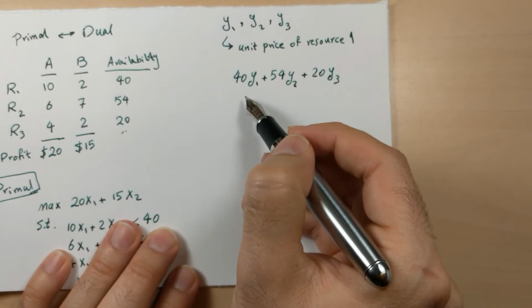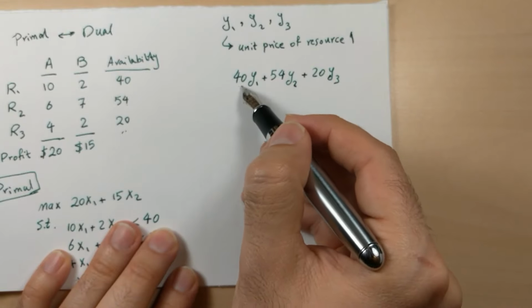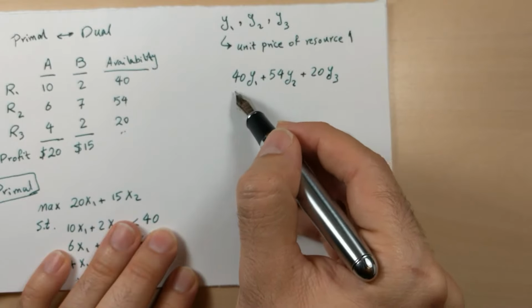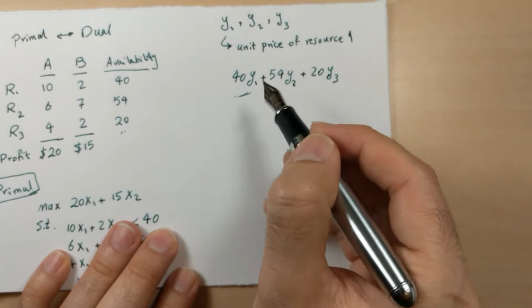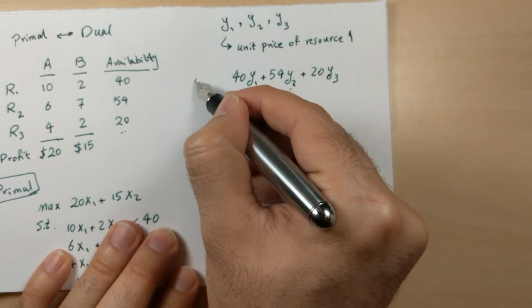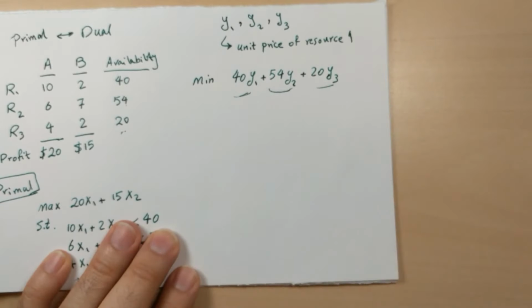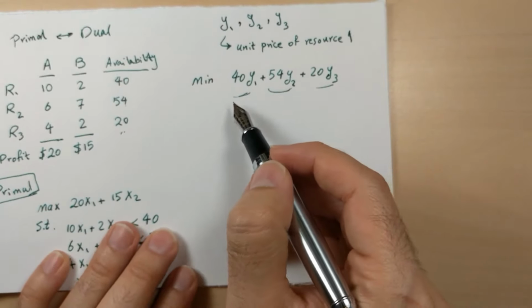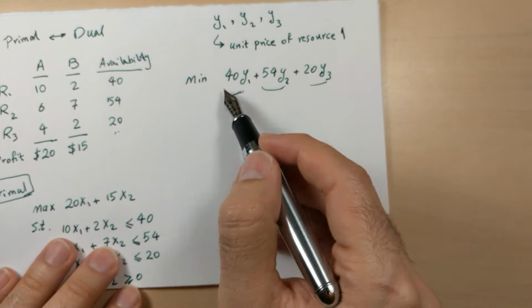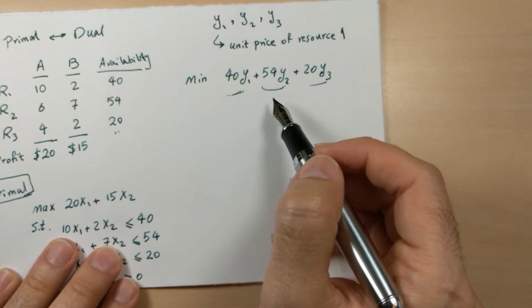The price for each unit of resource 1 multiplied by the availability of resource 1 is the total price of resource 1, plus the total price of resource 2, plus the total price of resource 3. We want to minimize this. If you want to lease the resources, you want to pay less. So it's minimization of this formula. This is our objective function of the dual problem.